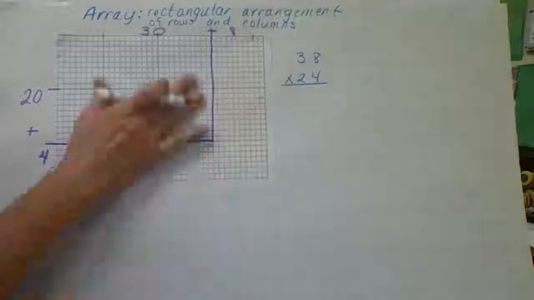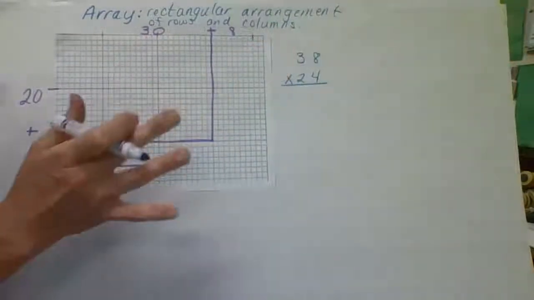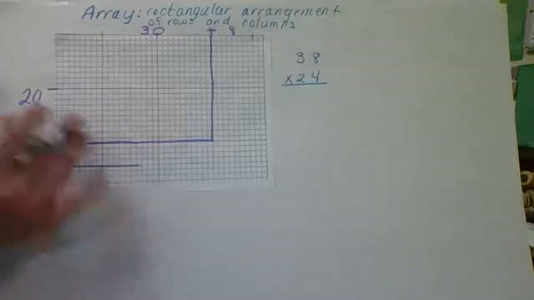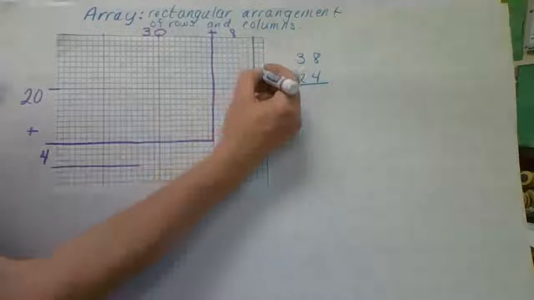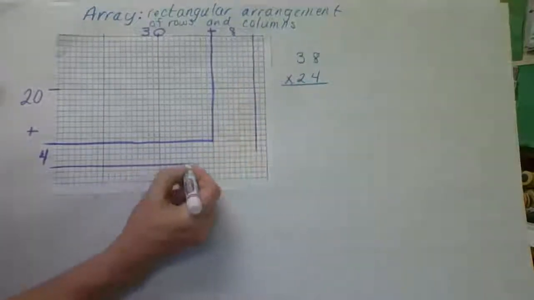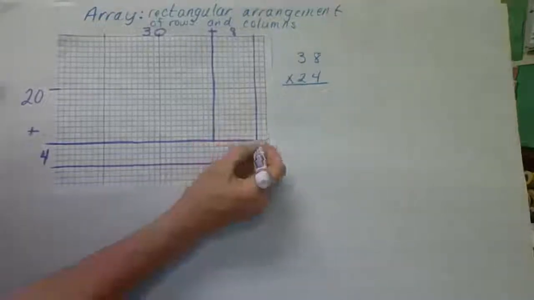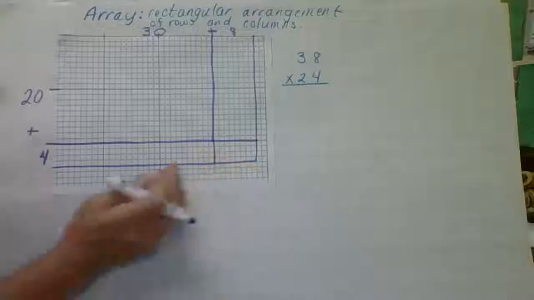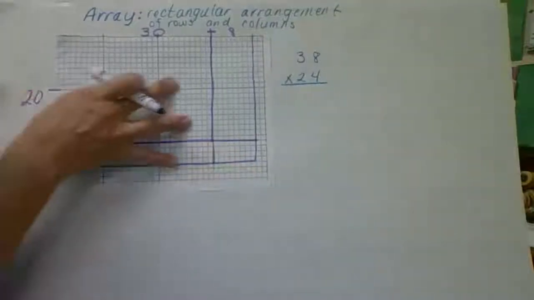So if I'm estimating, I would use this part of the number, the 20 times the 30. So my answer should be more than 600. In case I make a mistake, that's a good idea to figure out about how much my answer should be. So here I have my 20 rows plus 4 more, and in each one of those rows there are 38.